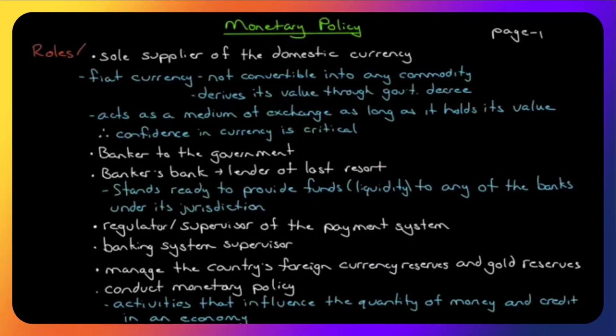Okay, let's begin with the roles of central banks, and I've got them all in white. There are 7 bullet points here, and what is in blue is just extra narration around each point. Sole supplier of the domestic currency, and currencies are referred to as fiat currencies. Whenever you hear the term fiat, it means that currency has its value by government decree. It is not convertible into any commodity. It used to be gold, sometimes silver, that every note in circulation was backed by a certain quantity of gold or silver. That's no longer the case. It derives its value through government decree.